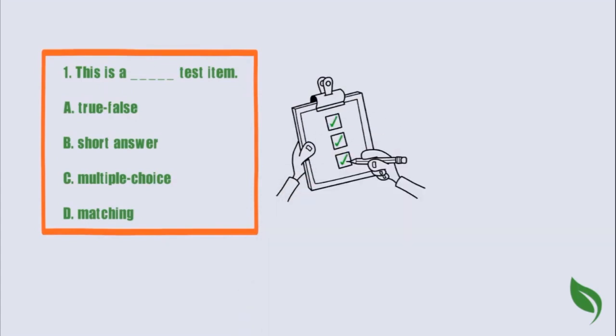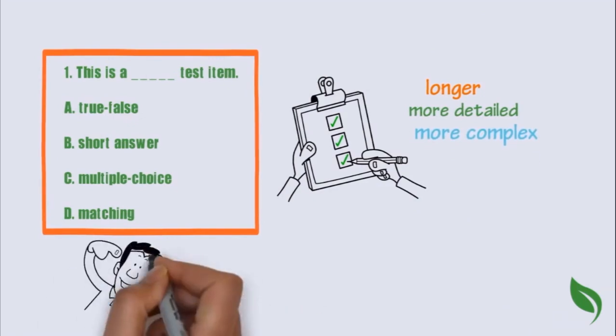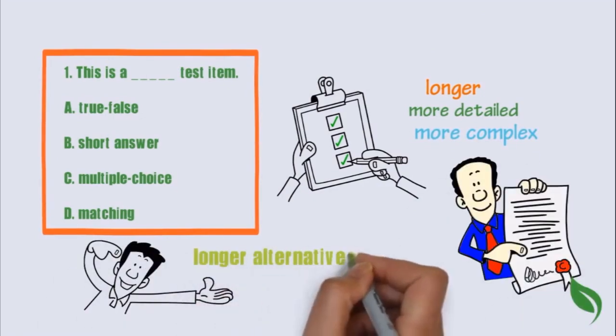Generally, we have a tendency to make the correct answer longer, more detailed, and more complex than the other alternatives. Test takers pick up on this and tend to select those longer alternatives as a result.